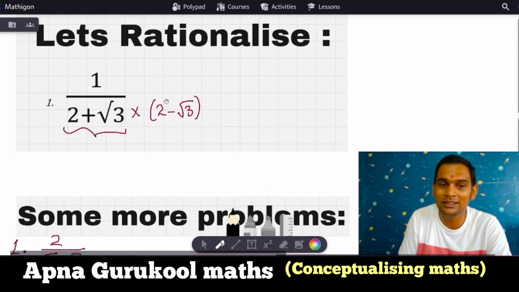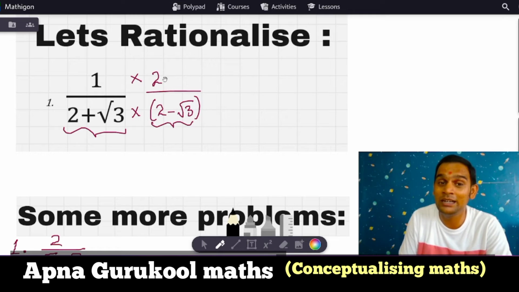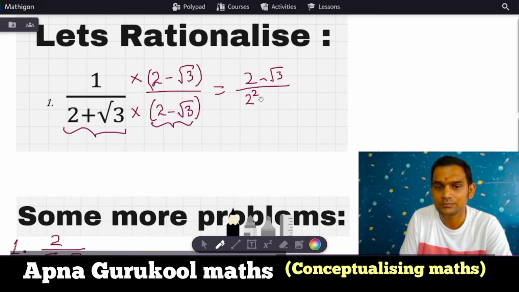Now, once we have done this in the numerator, it must be done in the denominator. Sorry, once it's done in the denominator, it must be done in the numerator as well. Now, 1 times 2 minus root 3 will give you 2 minus root 3, divided by 2 plus root 3 multiplied by 2 minus root 3, so that becomes 2 square minus root 3 square. Yes, so that gives us the rational number.